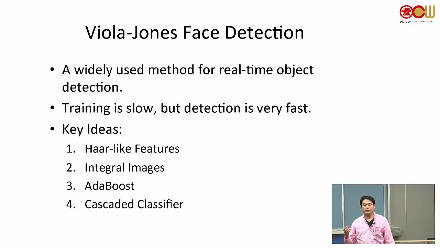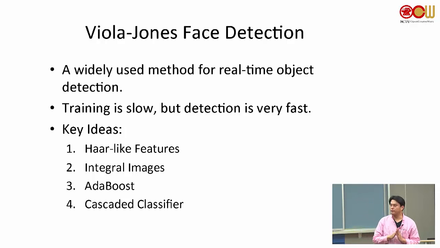The algorithm is probably embedded in your cell phone or in your camera, everywhere. Okay, very widely used. And the good thing is that the detection is very fast, although the training is not that fast, but that's okay. The key idea is that first, we detect some features, and second, we compute an integral image so that the feature could be computed at any location of the image very fast.